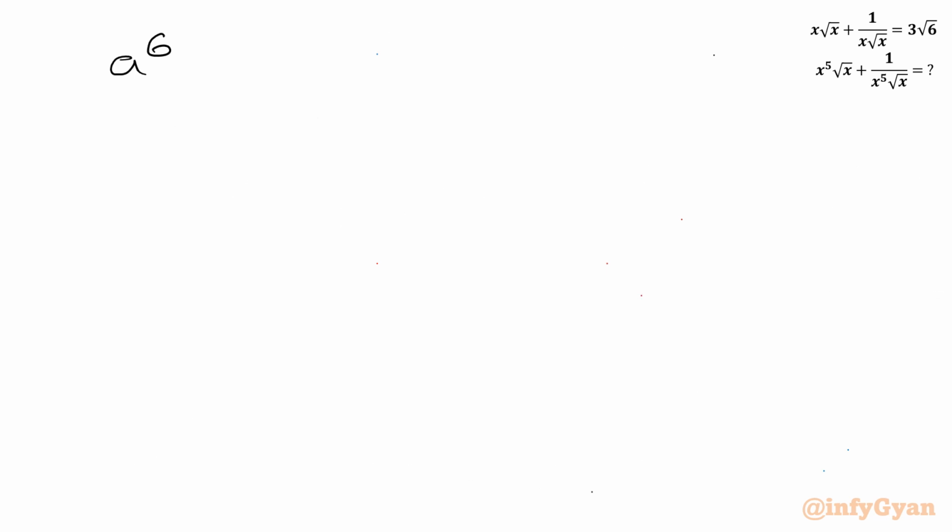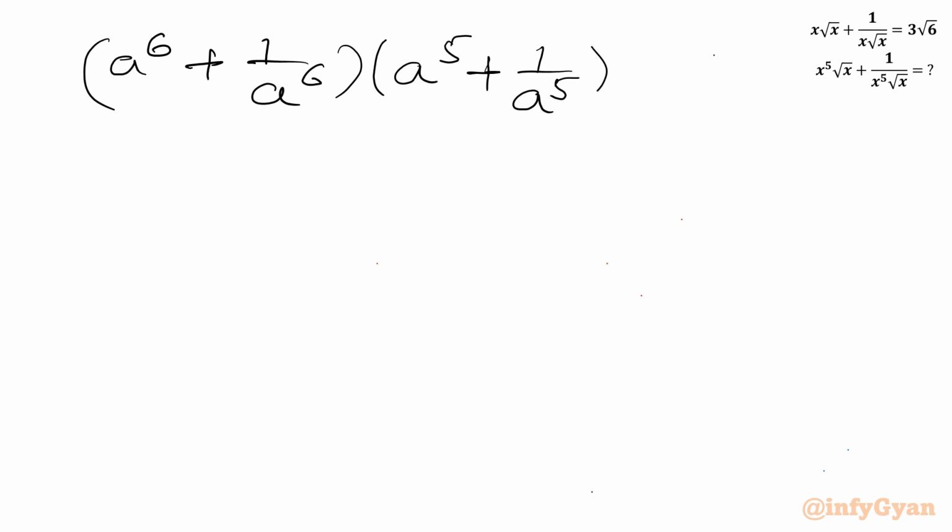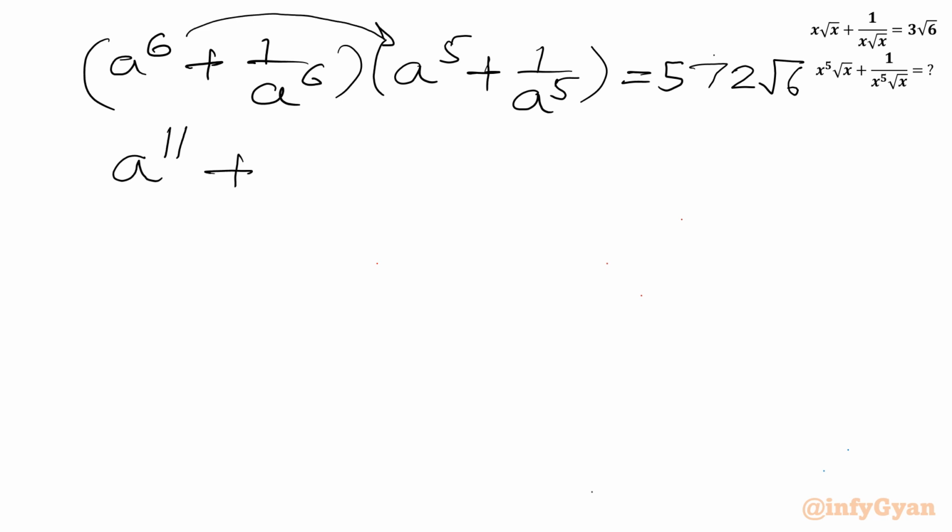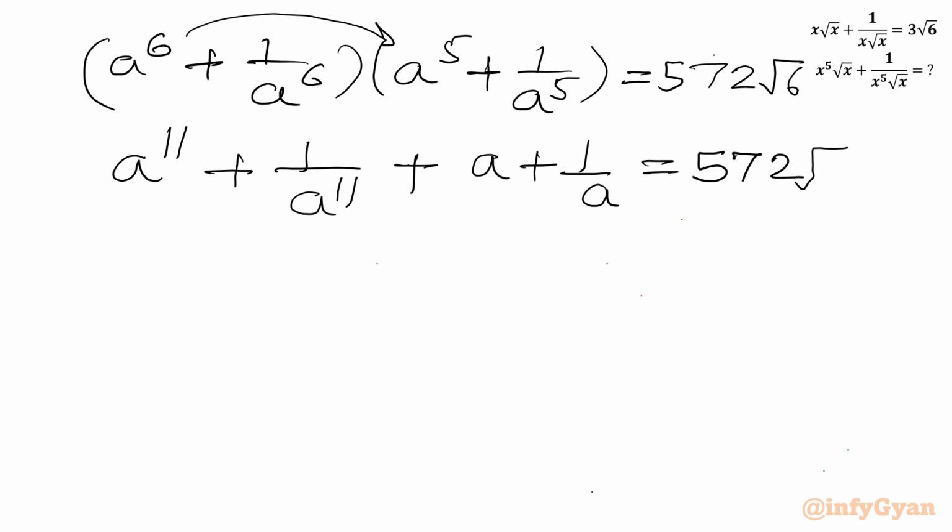Let me write once a power 6, a power 5, 572 square root 6. Let's multiply. I will write here a power 11 plus 1 over a power 11. Now cross multiplication. A plus 1 over a we will get a power 6 times 1 over a power 5, a. 1 over a power 6 times a power 5, 1 over a. Right hand side is 572 root 6.